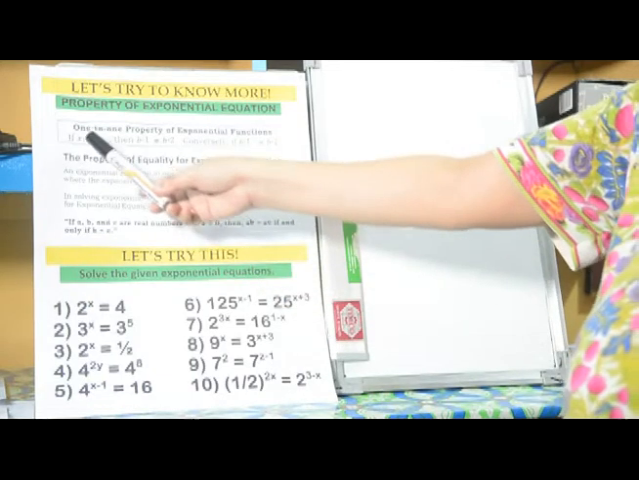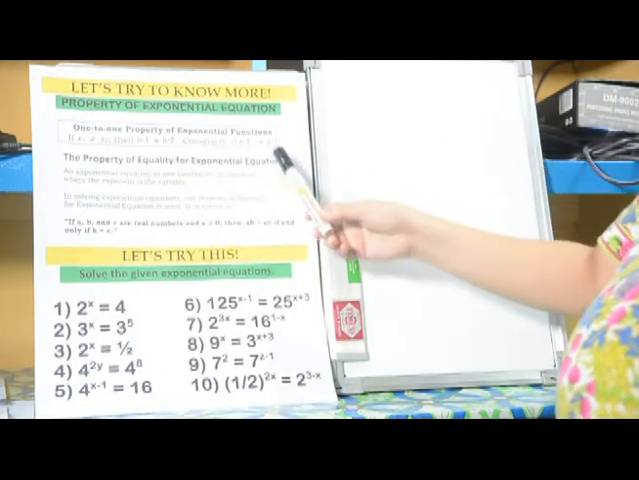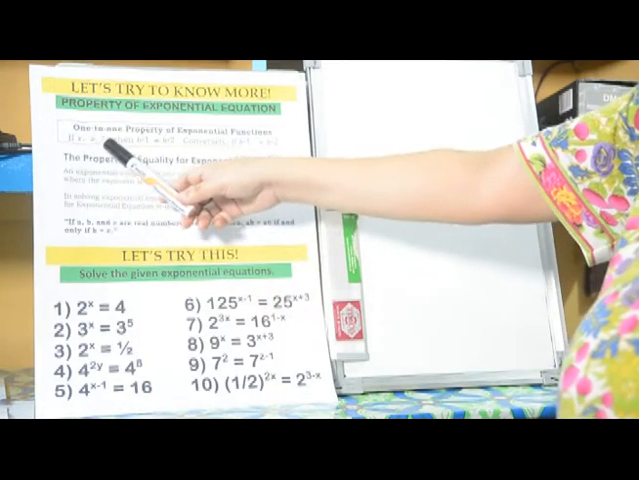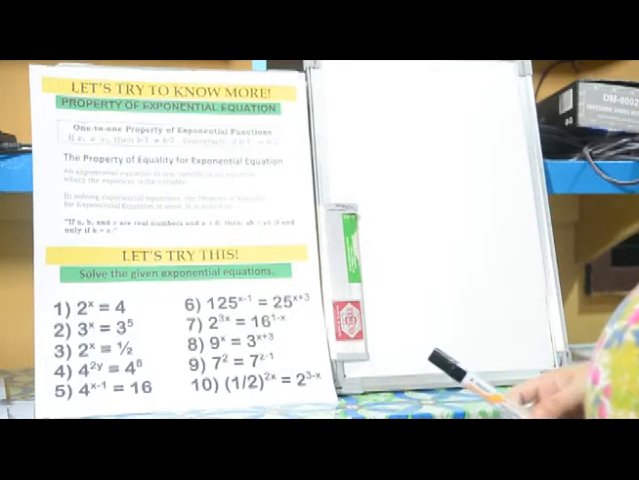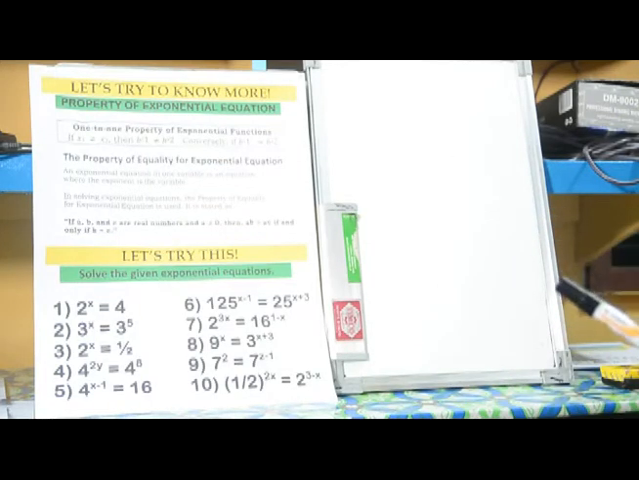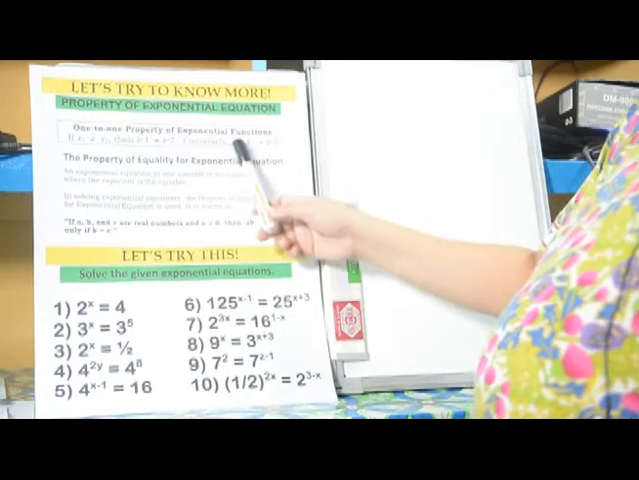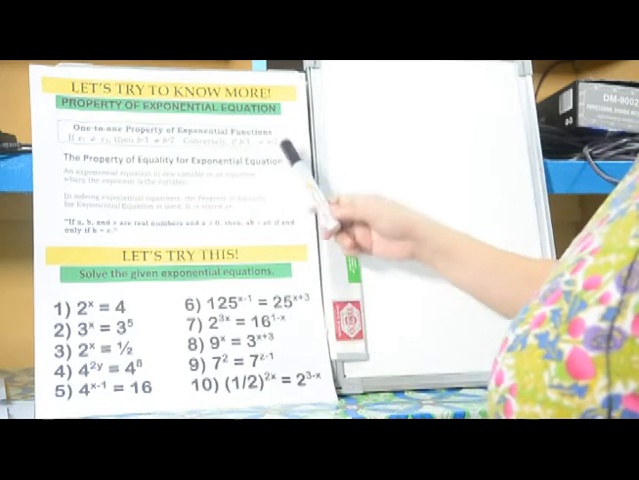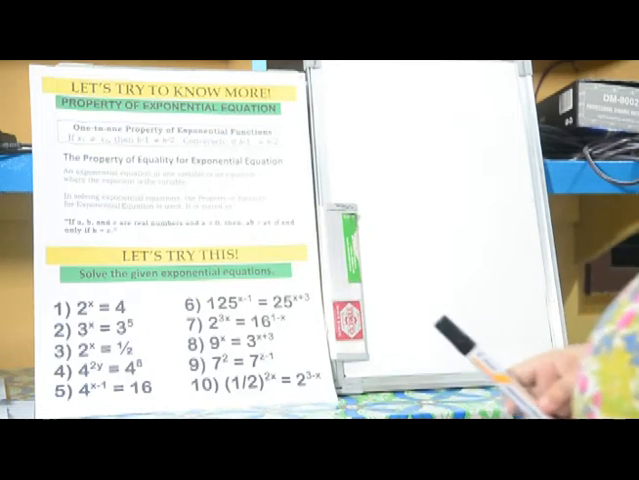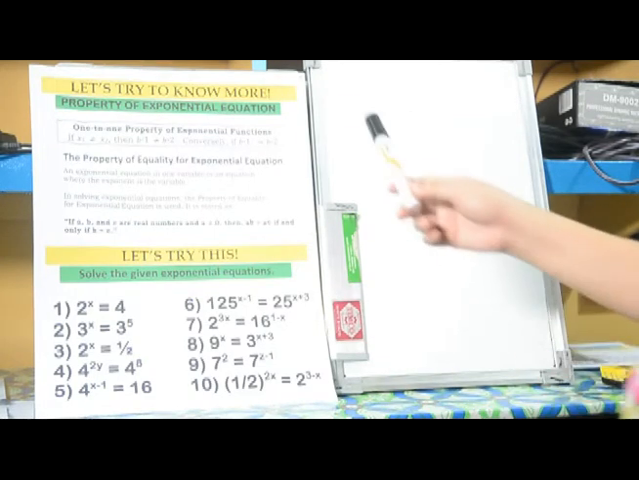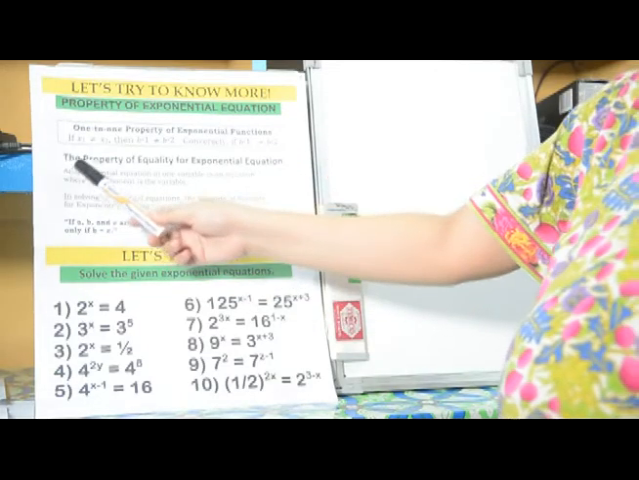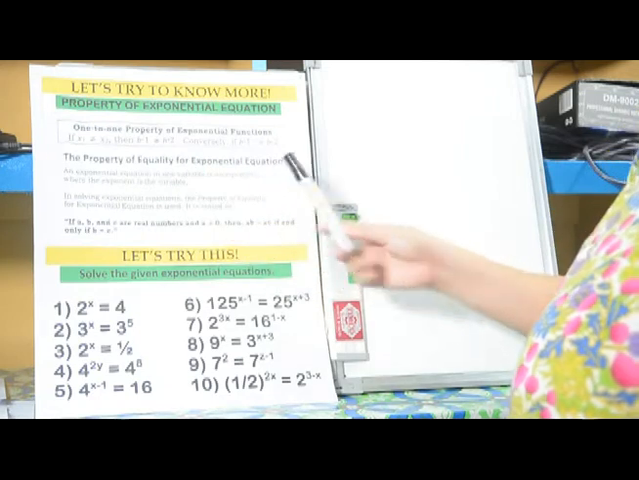So one is the one-to-one property of exponential function, which states that if x sub 1 is not equal to x sub 2, then b raised to the power of x sub 1 is also not equal to b raised to the power of x sub 2. Conversely, if b raised to the power of x sub 1 is equal to b raised to the power of x sub 2, then x sub 1 equals x sub 2. Okay, so aside from this one-to-one property of exponential function, we can have the property of equality for exponential equation.